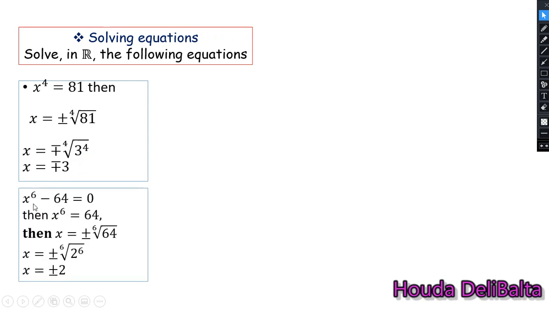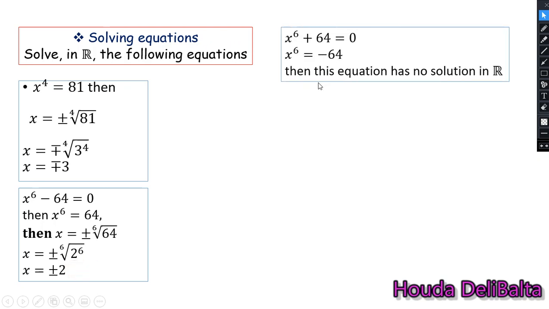If I have x to the power 6 minus 64 equals 0, I take 64 to the other side, then x power 6 equals 64. So I have to get rid of power 6, then all I have to do is take the 6th root of x to the power 6. It will be x, and for the other side, surely I have to put a plus or a minus sign because the index is even. So I change 64 to 2 to the power 6 and finally cancel 6 with 6 to get x equal to plus or minus 2.